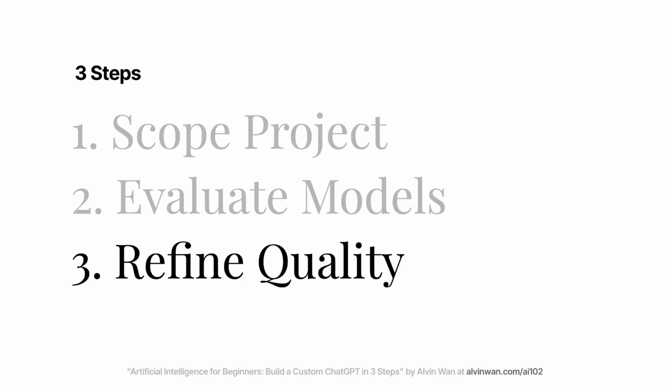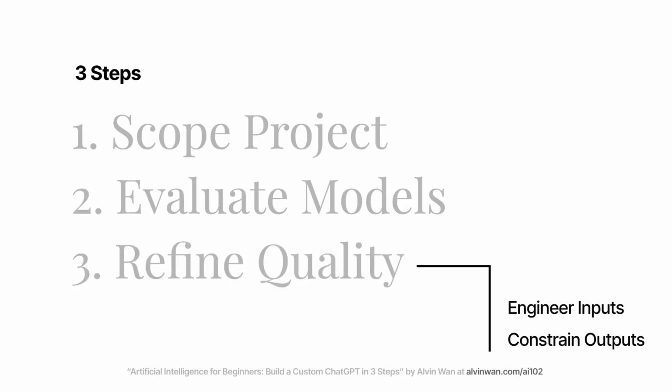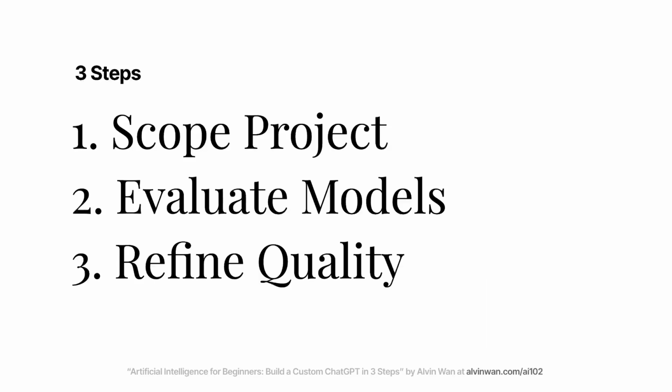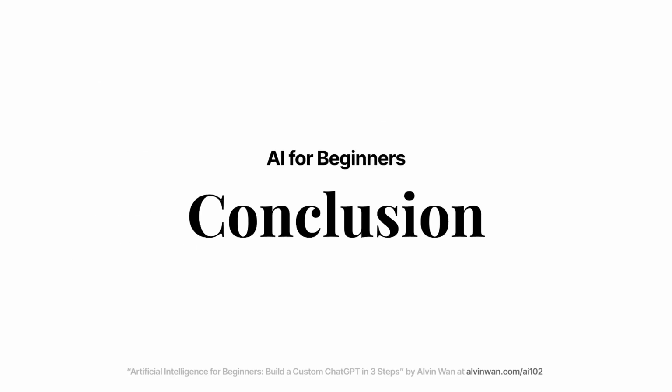Once we've picked a model, we then refine quality. To do this, we had 2 sub-steps. Start improving quality by refining your inputs. We call this prompt engineering. Then constrain the outputs. This can further improve reliability and quality of your model. And that completes our 3-step process, which you can now use to build any project involving AI. This is just the start, but it's a solid foundation to understanding how well AI can accomplish your task.